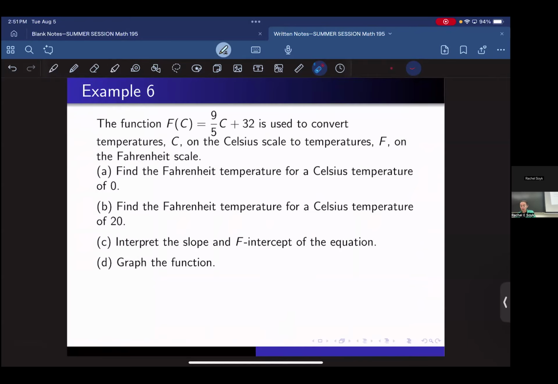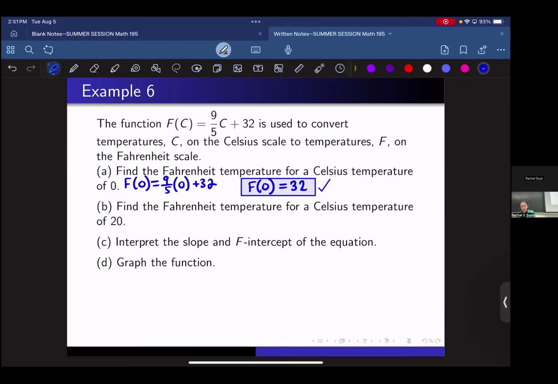So part A, find the Fahrenheit for a Celsius temperature of 0, aka we're just plugging in 0 wherever we see a C. And so 9 fifths times 0 is 0. So we end up getting that when we have 0 degrees Celsius, our Fahrenheit is 32 degrees. Sort of interpreting as we go along.